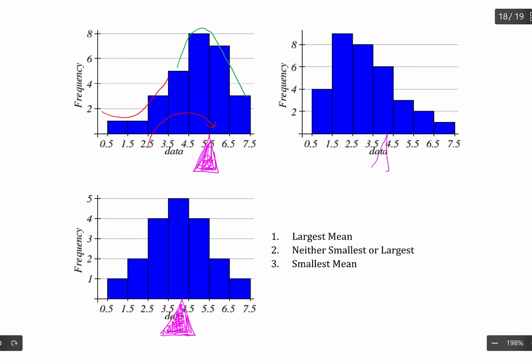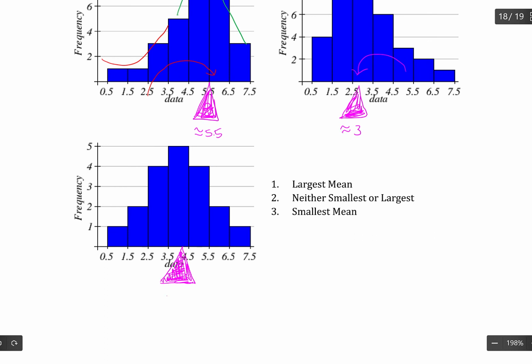And the same is true down here. If I put the mean at 4, everything would fall in this direction. So I need to move my fulcrum lower to counteract that so that I keep it balanced. But now, when we look at the values of these positions, this fulcrum is at approximately 3. This one's approximately at 5.5, and this one's probably about at 4.